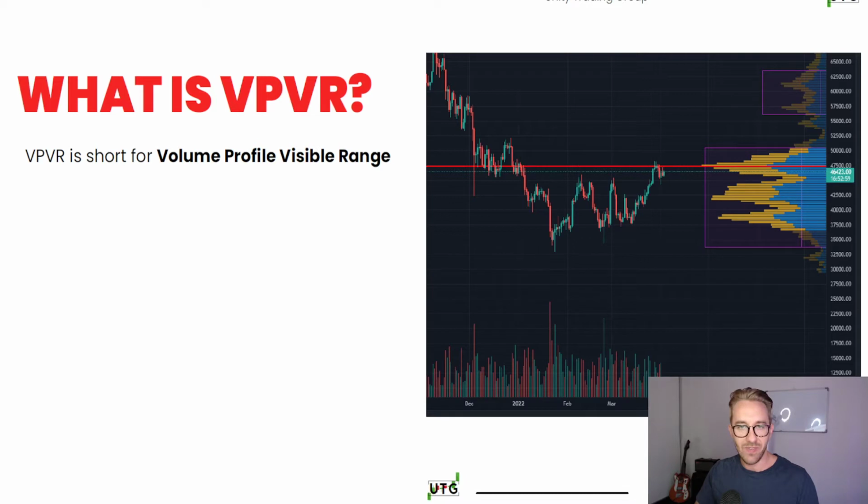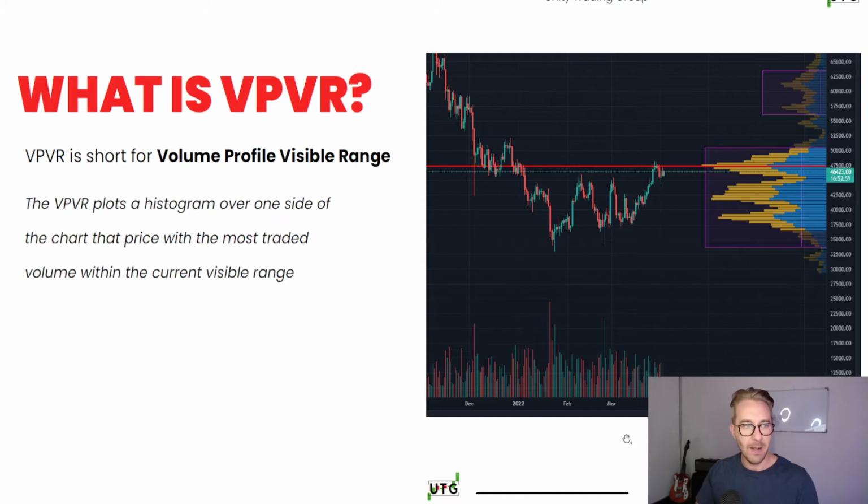So what is the VPVR? It stands for the Volume Profile Visible Range, and that's this sucker on the right-hand side here that you can see. The VPVR plots a histogram, which you can see here. If you're familiar with MACD, for example, you will understand what a histogram is. It's basically just volume nodes or volume bars showing you buying and selling levels for a particular range.